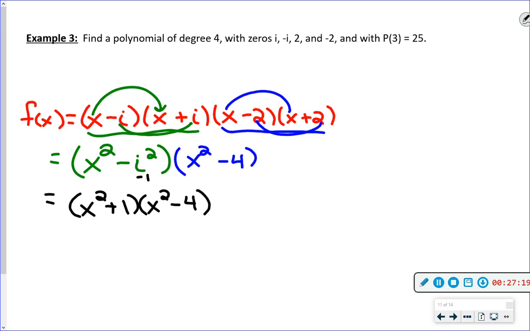And I'm just going to finish FOILing this out. So x squared. Now, we're probably running out of room. Let's FOIL and do the middle terms and combine them in our heads. Because I'm going to have minus 4x squared plus 1x squared. And minus 4.